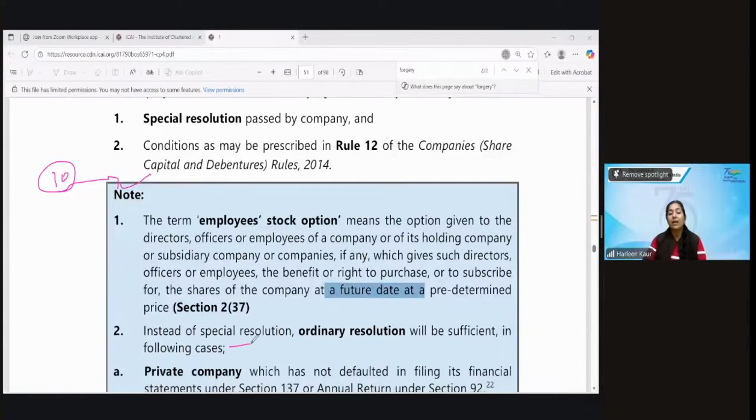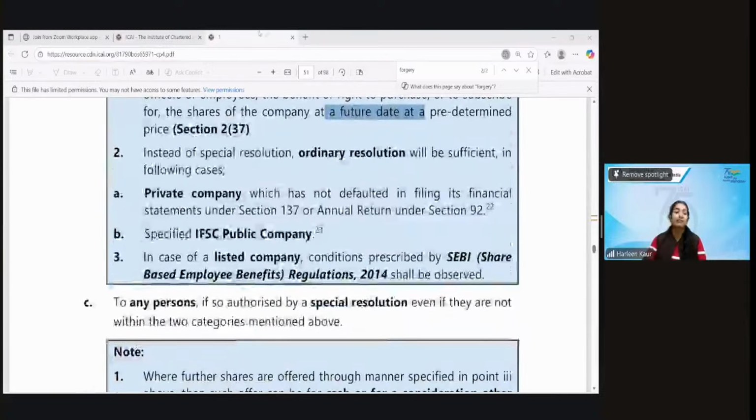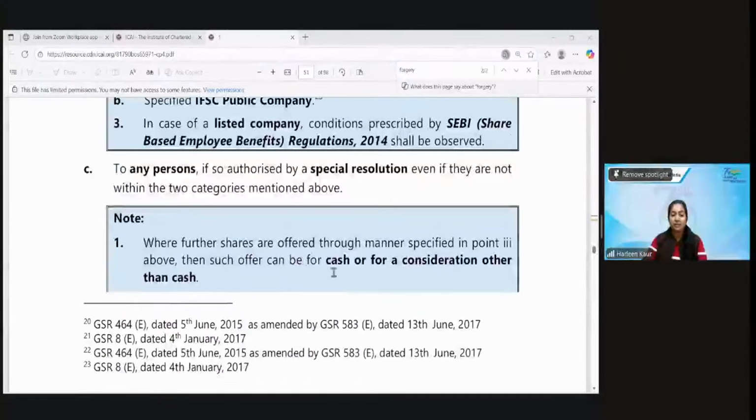And instead of SR, OR is required in what 3 cases? Who will tell us? Ma'am, you tell us. OR will be sufficient if it is a private company which has not defaulted under Section 127 and annual return, a public company, and if it is listed under SIP. If any person authorized by SR should fall under the 2 categories mentioned above, otherwise it is SR only. So for OR, there are only very rare private company categories.